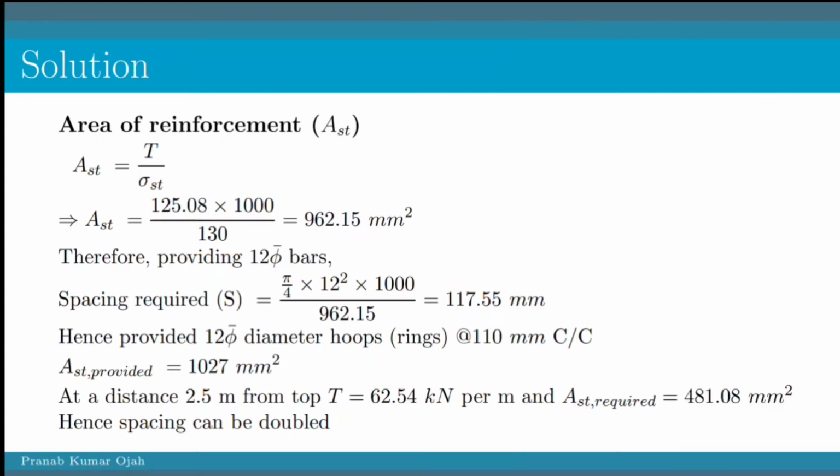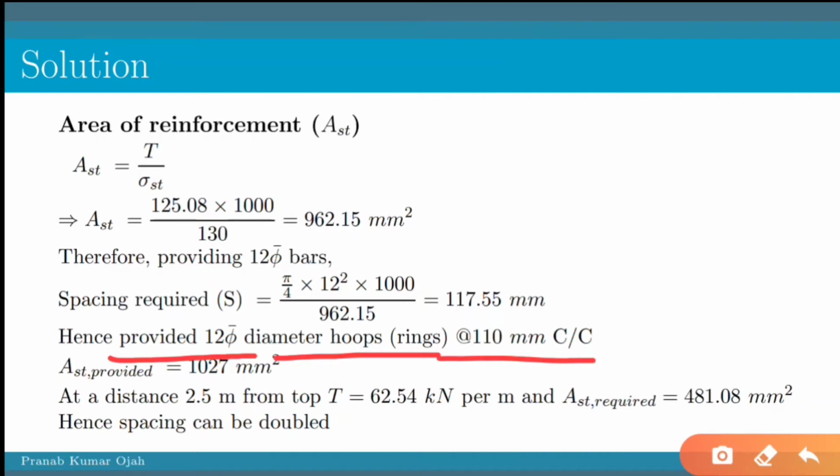Okay, next, we have provided 12 Tor bars. If we provide 12 Tor bars, then the required spacing will be pi by 4 into 12 square into 1000 divided by Ast, which is 962.15, and it comes out as 117.55 mm. Okay, so we have provided 12 Tor diameter hoops at the rate of 110 mm center to center. So the provided area of steel is 1027 mm square.